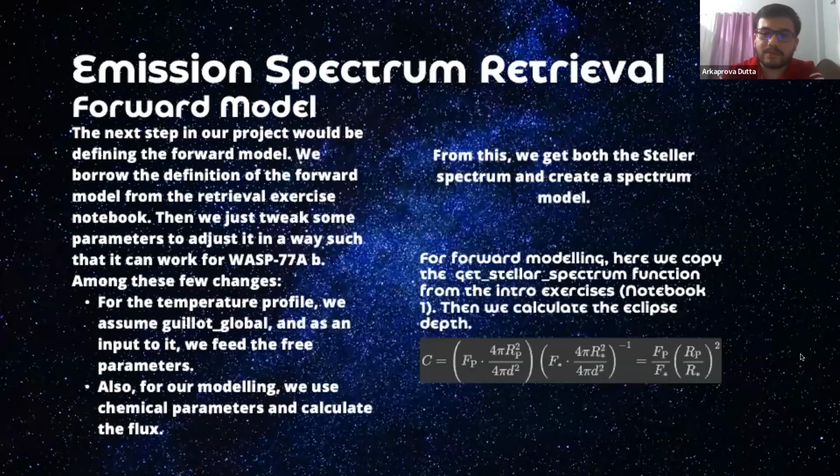So the next and most important part of the code was to come up with the forward model. As it is very big, a little bit of tweaking can actually modify the code. So I used the hands-on session 4 WASP-39b forward model and tweaked some part of it. Here we copy the get stellar spectrum function from the introductory exercise to calculate the eclipse depth. Next slide, please.